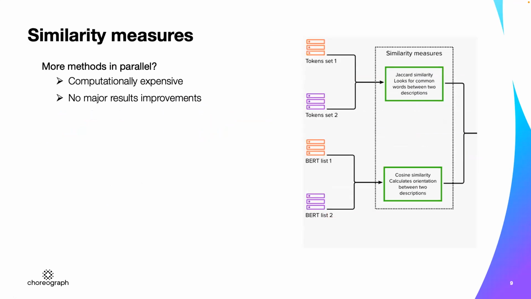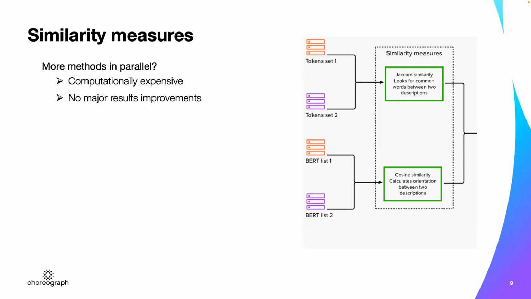So, the next major part of the project is basically the similarity measures. How we are doing that is that we run two different kinds of similarity methods in parallel. The first one is a basic statistical method, which is Jaccard similarity, and the other one is cosine similarity. Both of them require different kinds of input.